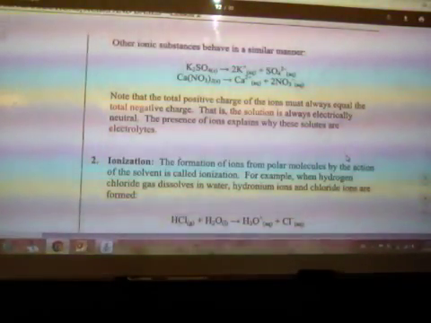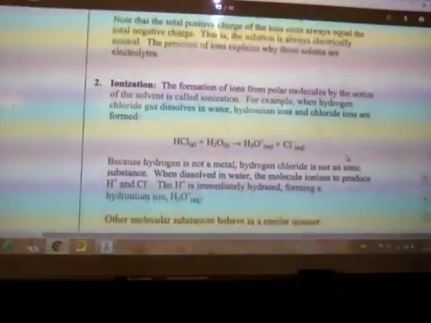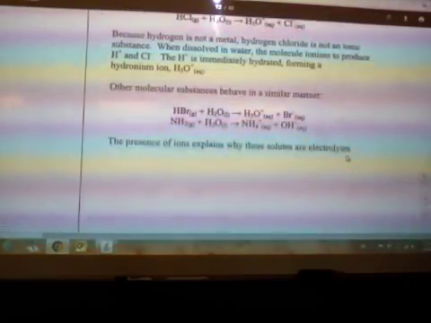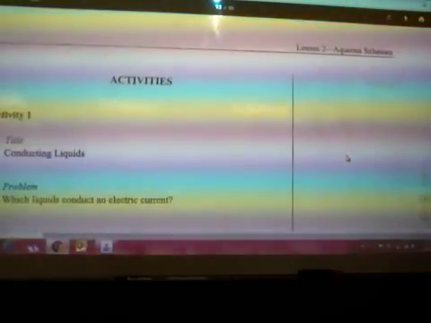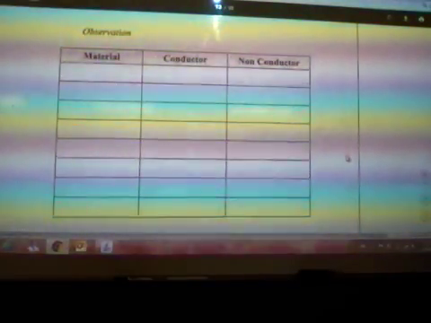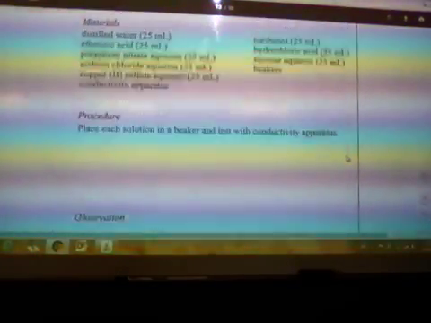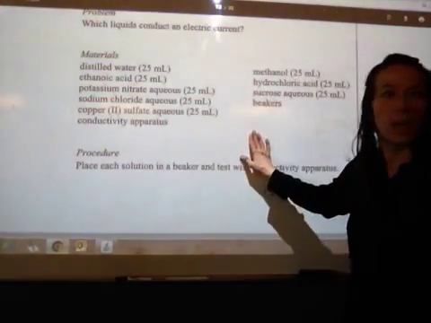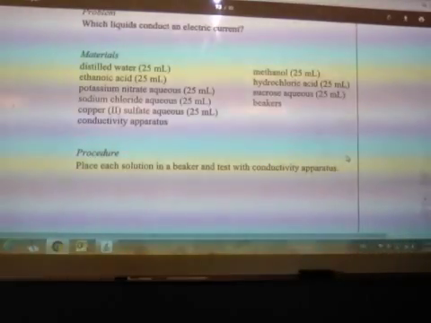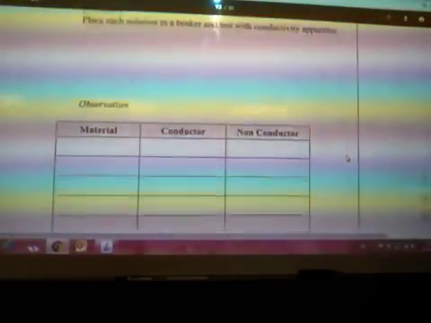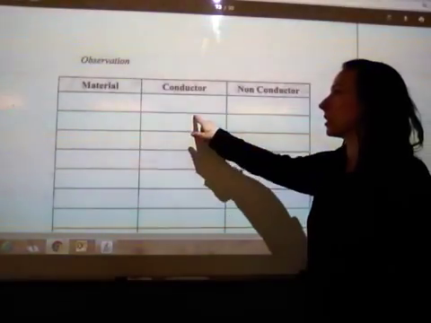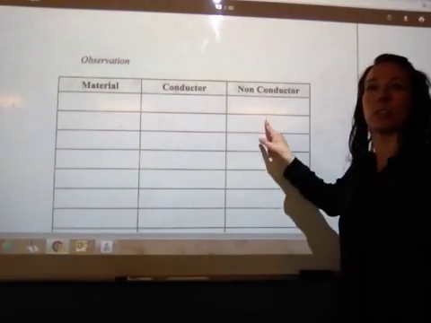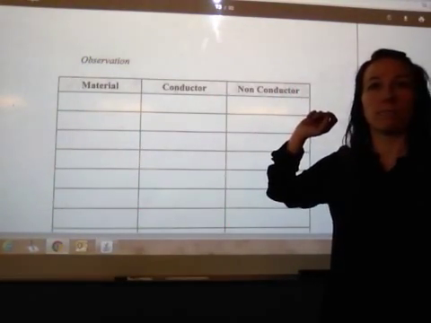And they're electrolytes because I have free ions, right? We're not going to do ionization just yet. I'm going to first have you practice. So let's just have a little look at this. I want you to list them in this table and tell me whether they are going to conduct or be a non-conductor. Does that make sense?